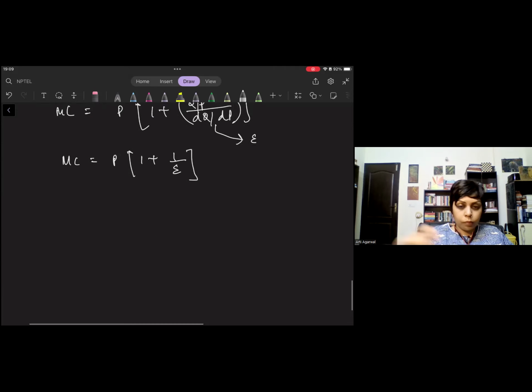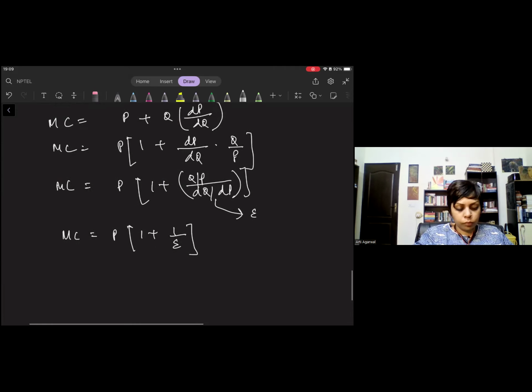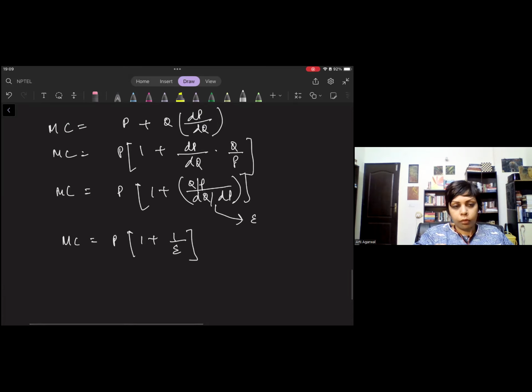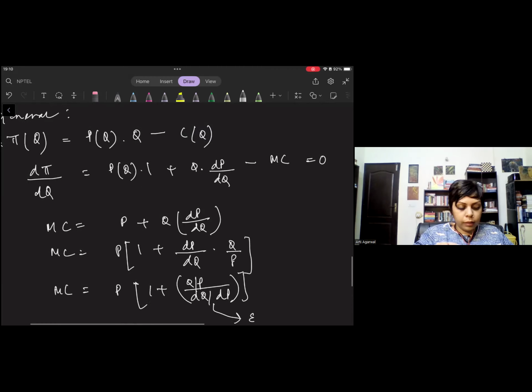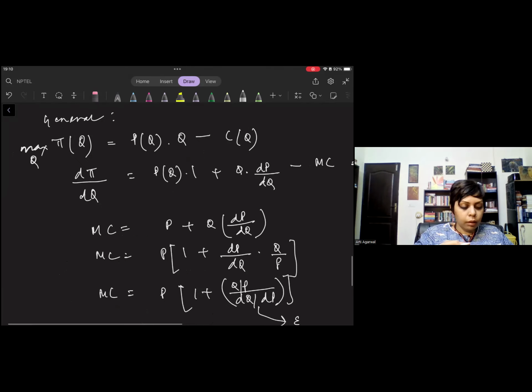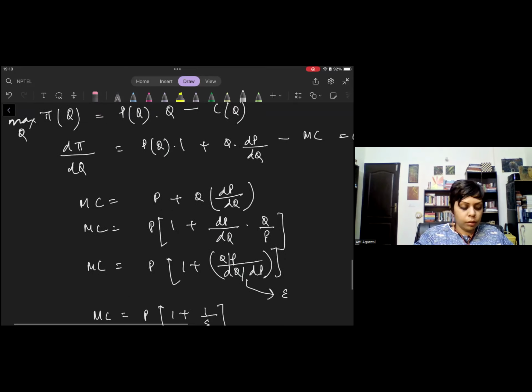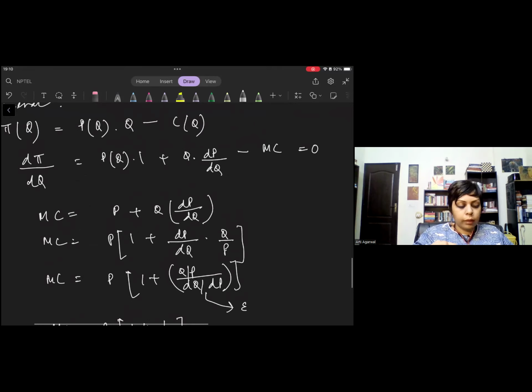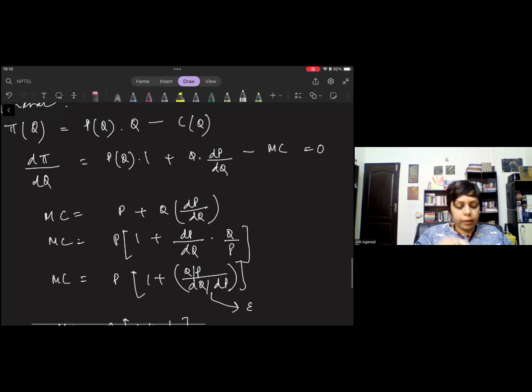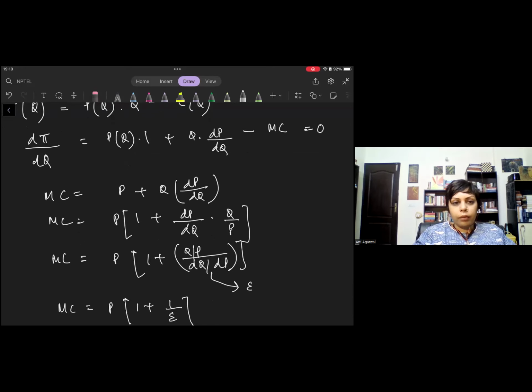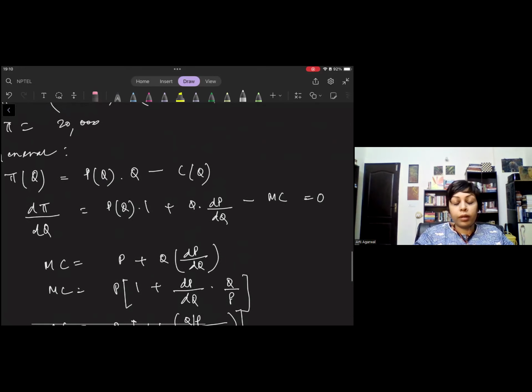Ma'am, firstly, is the price elasticity of demand the same in both cases, in monopoly as well as in perfect competition? See, the expression is the same, because here we have not made any other assumptions. We have just taken total profit and maximized it, and derived the expression for profit maximization, which gives us this whole thing. We have not equated it to price here.